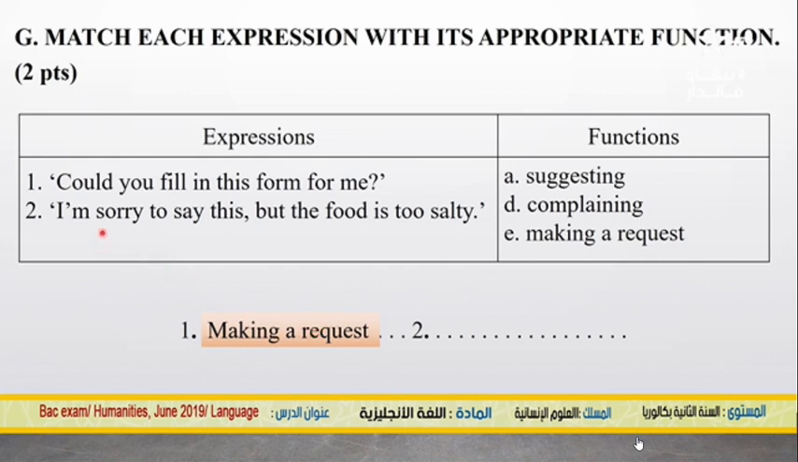Number 2, I'm sorry to say this, but the food is too salty. So now, what do you think? What am I doing here? I am complaining. Well, that's all for exercise G. Now we are going to move on to exercise H.